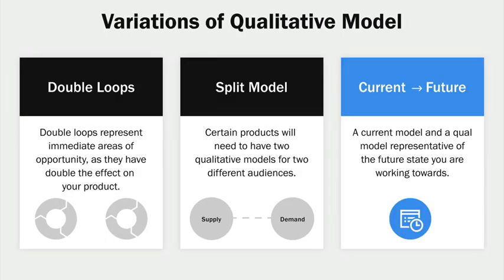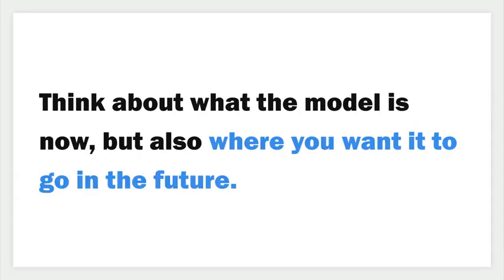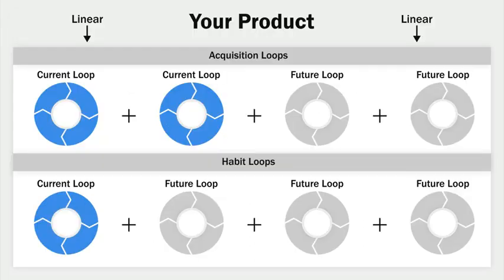The third variation of a qualitative growth model is thinking about where we're at now with our product and how our product grows now, but also where we want it to go in the future. So one thing that we encourage after you build the qualitative growth model around how your product grows now is to build a second version that highlights the future areas of opportunity for growth.